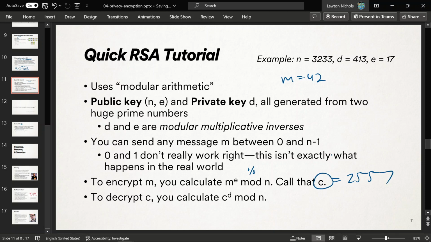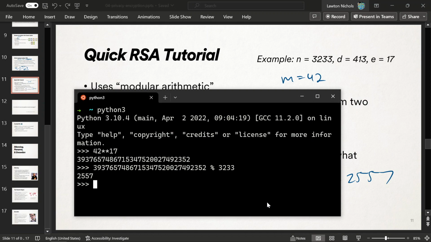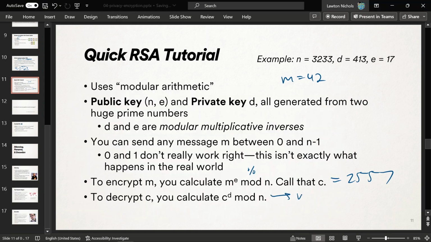And we call it C because that's called ciphertext. It's like the encrypted form of the message. And you send that to somebody. And then you get it back. And then you can use your private key to decrypt it. You can calculate that ciphertext to the power of D mod N. And it undoes everything, surprisingly. It's going to give you back your original message, M.